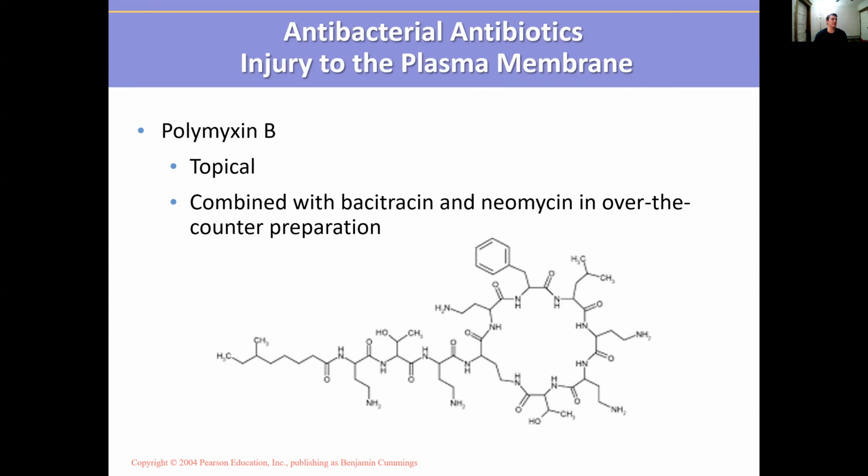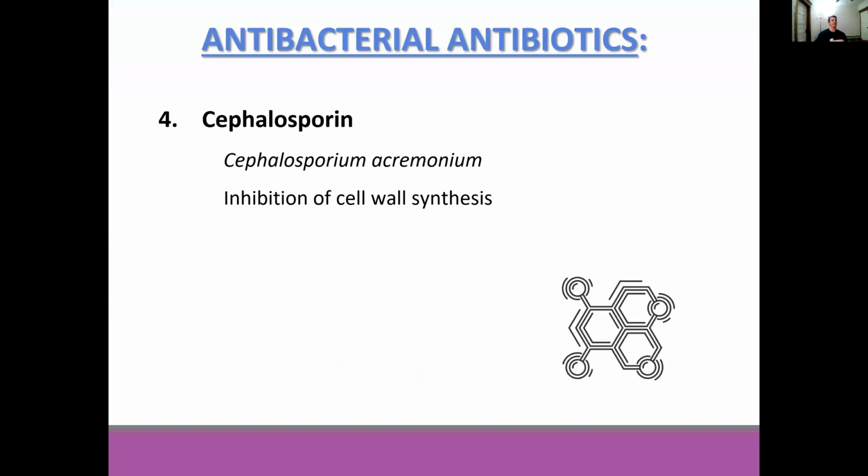Then you look at something like polymyxin B, which we have here, which is a cationic polypeptide antibiotic active against gram-positive and gram-negative bacteria, and they cause injury to the plasma membrane. Then there's also cephalosporin, which is produced by Cephalosporium acremonium, a type of fungi, and it works in exactly the same way as penicillin. So it interrupts cell wall synthesis.